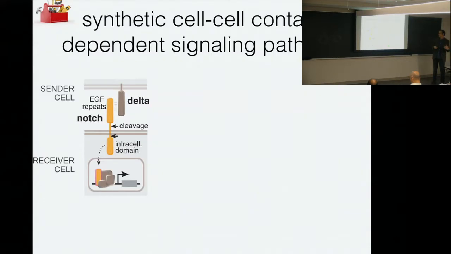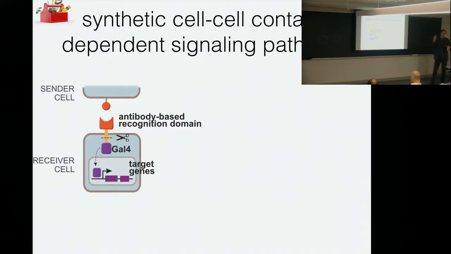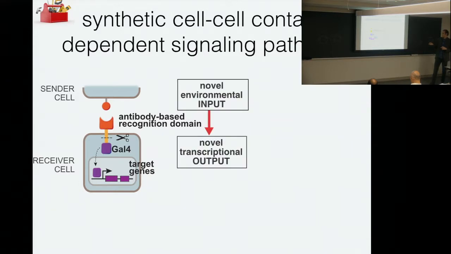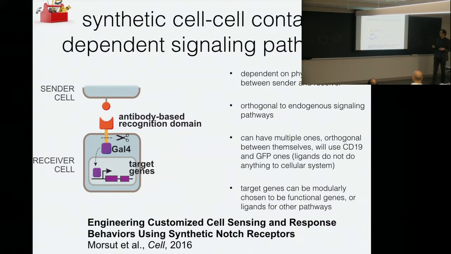The communication component of the system is a synthetic cell-cell communication pathway that we invented. It's based on Notch signaling, and we've basically replaced both the extracellular domain and the intracellular domain of the receptor, so that it would not recognize its own ligand and not activate its own target genes. So now we can decide what the ligand is, and we can decide what the target genes are. This is a way for us to make cells communicate with each other in a designed fashion. And this is very contact dependent: only cells in physical contact will communicate along this channel. And it's also orthogonal to the endogenous signaling.